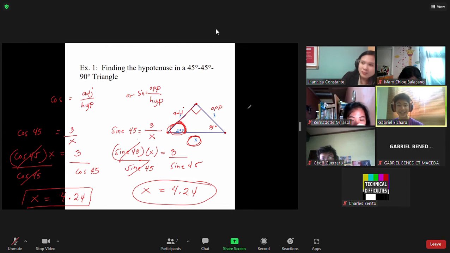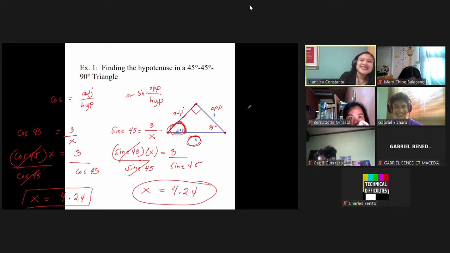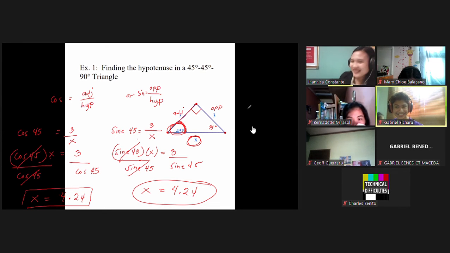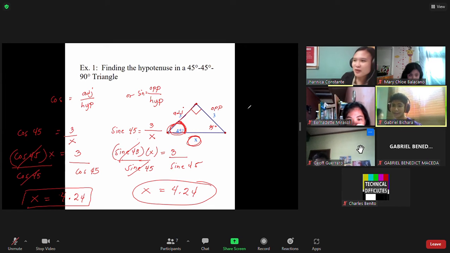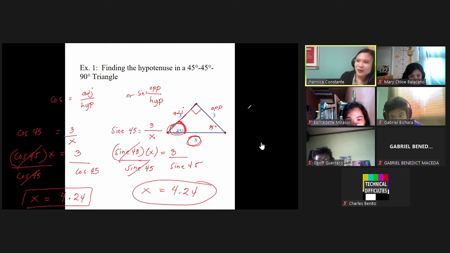Teacher, can we have more examples tomorrow? Tomorrow. Sige. We're going to have examples for a real application. Word problems of trigonometric ratio.